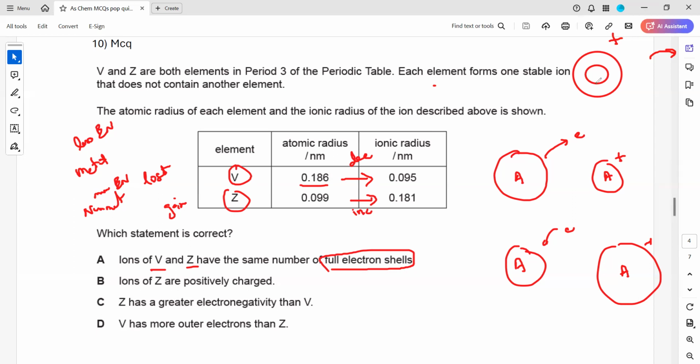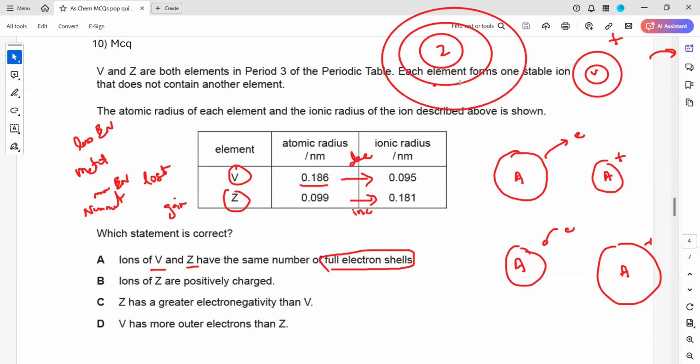So this one is V. What about Z? Z initially has 3 electron shells. As a result, it will gain electrons. When it gains electrons, it will have a negative charge, but it will still have three shells. The number of electron shells will not change. But for the metals, the number of electron shells will decrease. So the first statement, ions of V and Z have the same number of full electron shells, is wrong.